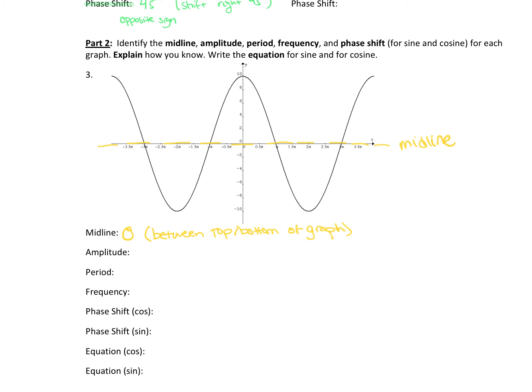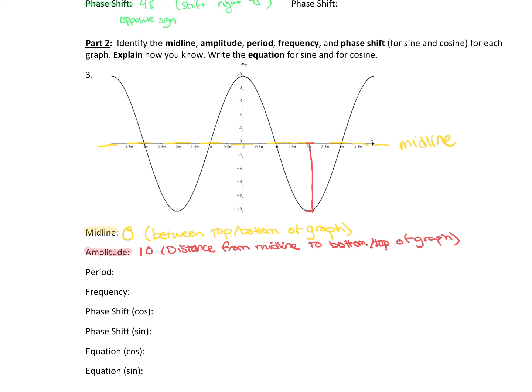Remember, amplitude is the distance either from the midline to the bottom or the midline to the top. Oh, I haven't been highlighting these. There we go. So next we're going to have amplitude. So from my midline all the way down to the bottom, even though we're moving downward, it's still a distance of 10. Your amplitude will always be positive. In this case, our amplitude is 10, and again, this is the distance from the midline to either the bottom or the top of the graph.